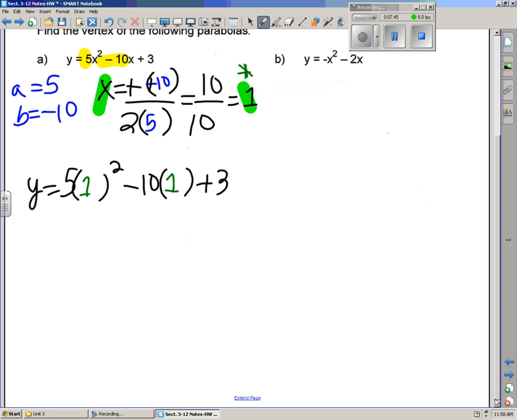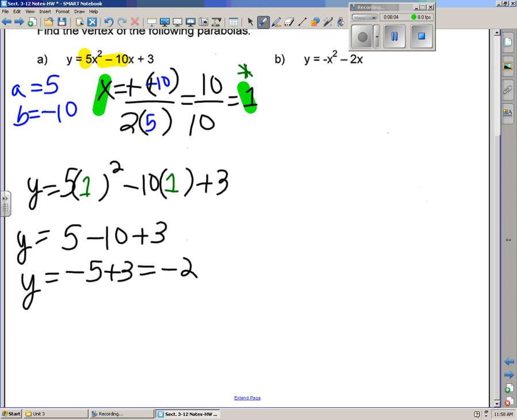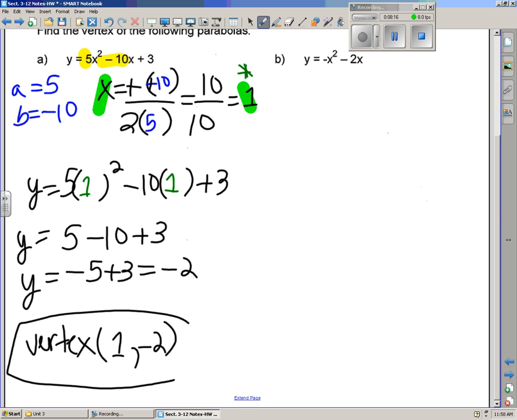Okay. So then what happens is y is going to be equal to 5 times 1 squared. 5 times 1 squared is 5 times 1, which is 5, minus 10 times 1, minus 10, plus 3. When you keep going, 5 minus 10 is -5, and -5 plus 3 is -2. So then the vertex of this particular quadratic would be (1, -2). And you're done.